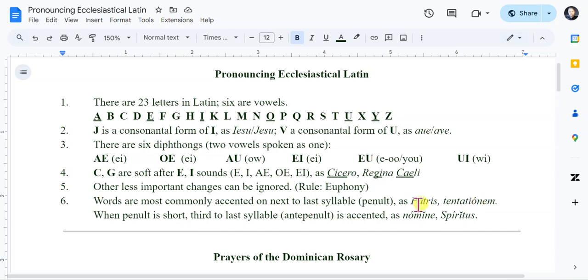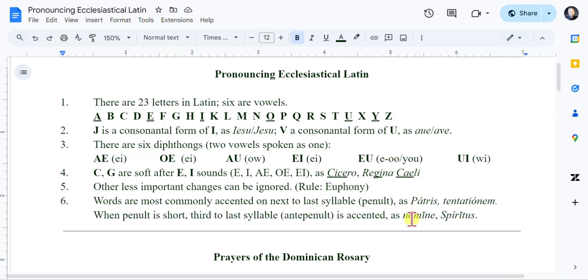And we see a couple examples here. We see patris, a two-syllable word where the first syllable, which is the second to last, is accented. Patris, that's normal. All two-syllable words are accented on the first syllable. But then we see the word tentationem, which has a bunch of syllables, but we hear that the accent is on the second to last syllable. Tentationem. Normally, the accent will be on the second to last syllable, and in two-syllable words, it's always on the first syllable. So that's the first and most basic rule.